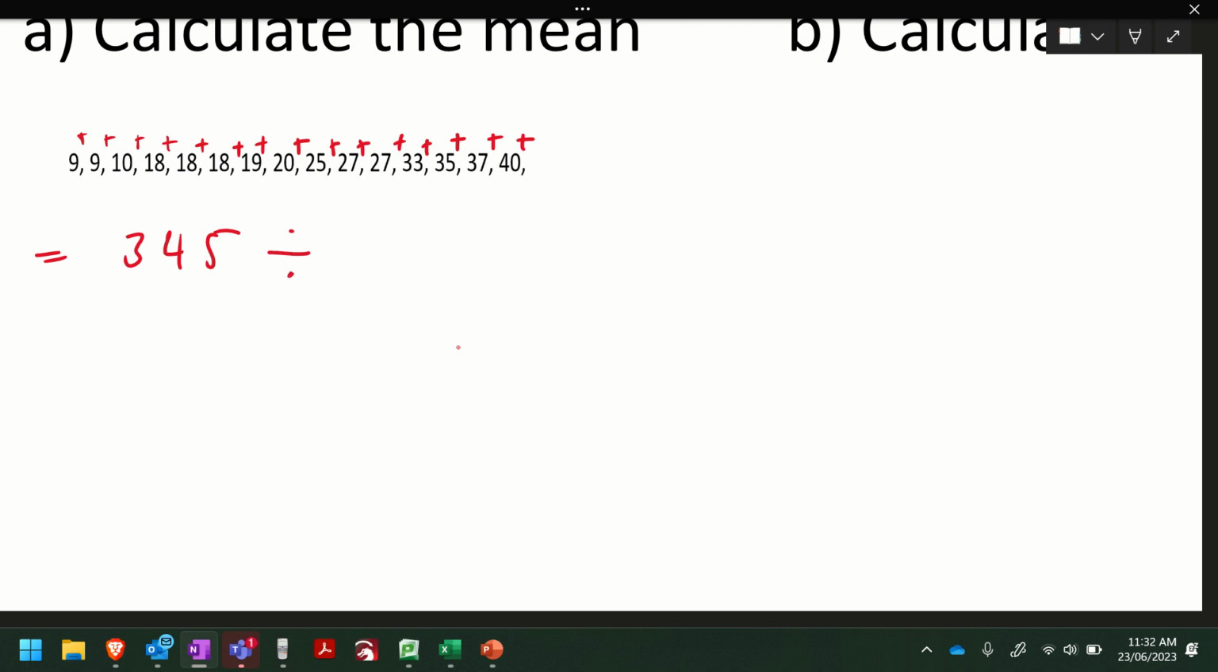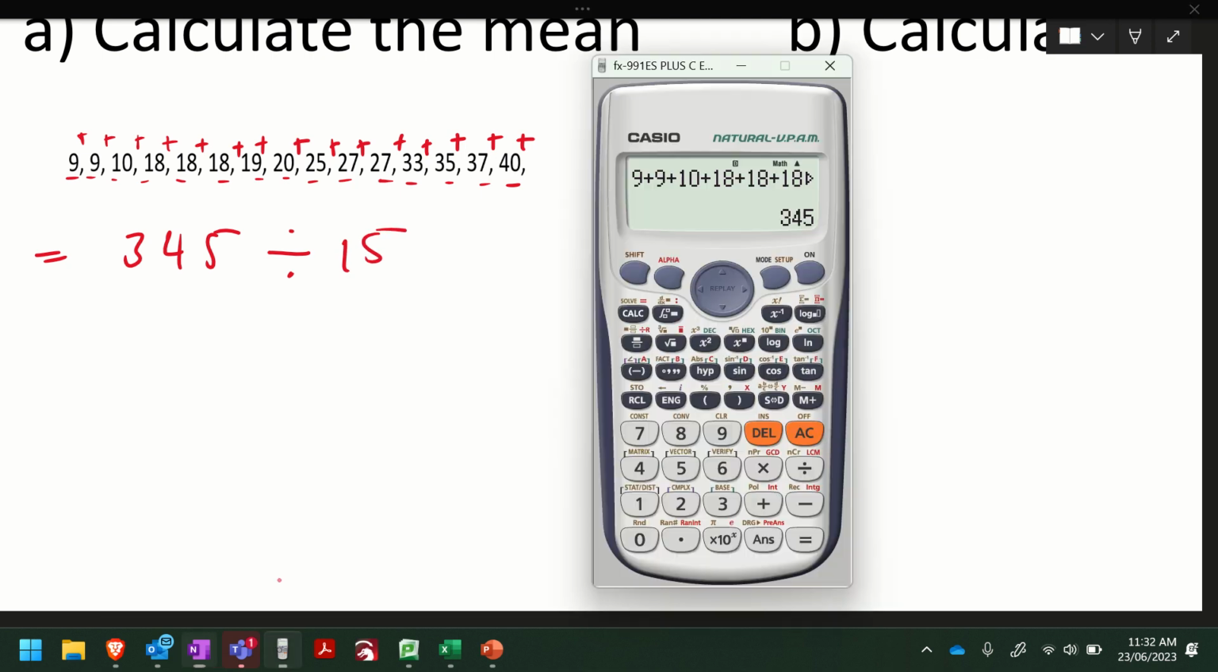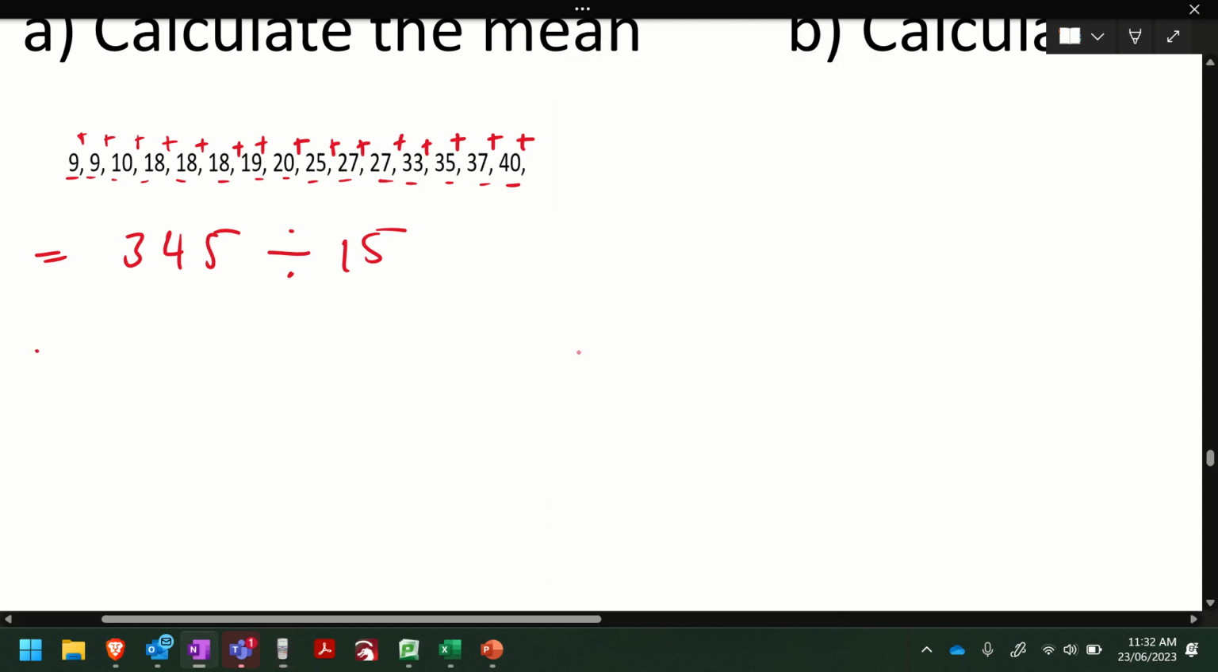How many numbers are there, Joy? 1, 2, 3, 4, 5, 6, 7, 8, 9, 10, 11, 12, 13, 14, 15. Divided by 15. And this will equal 23. Okay, so that means the mean is 23.